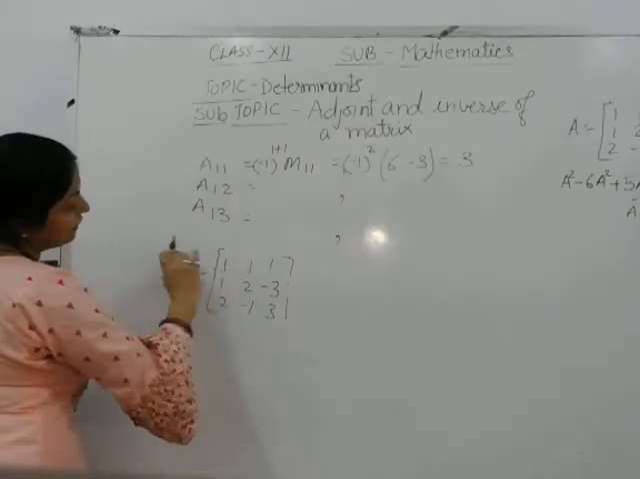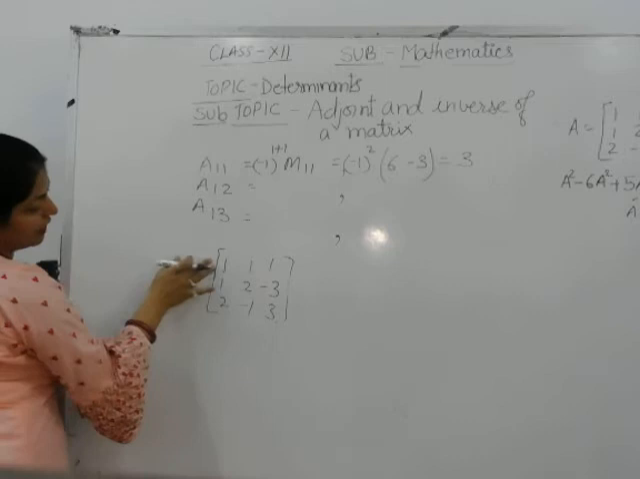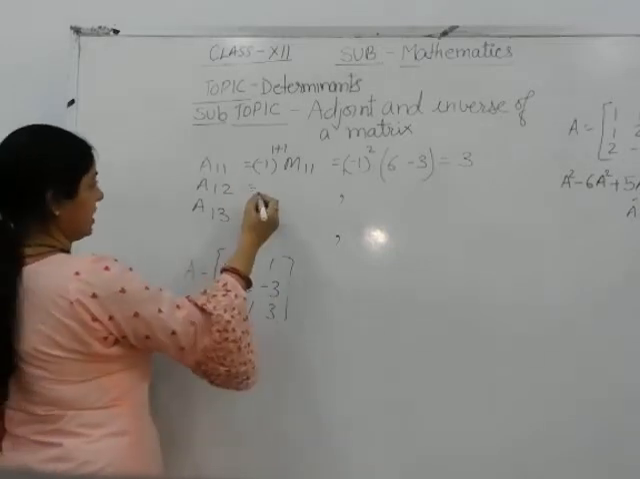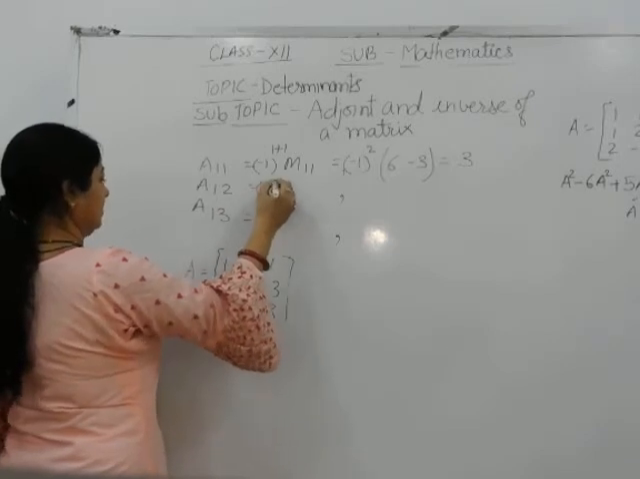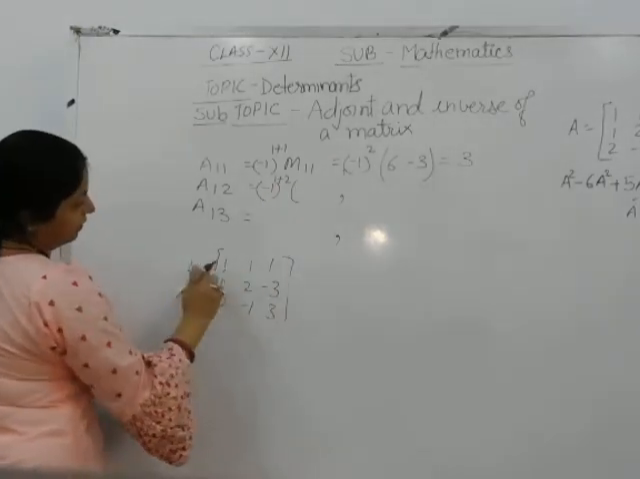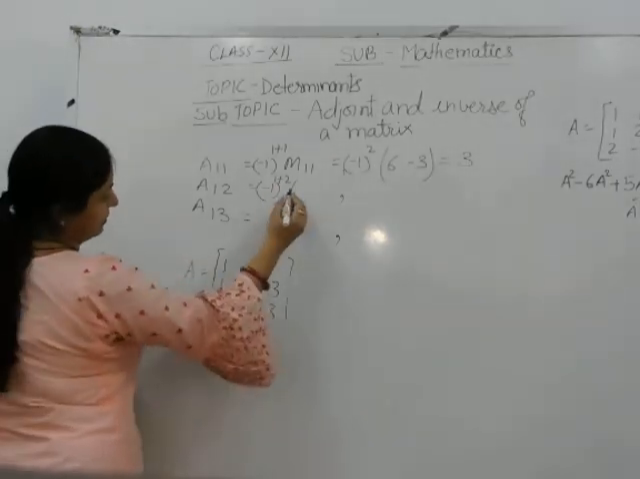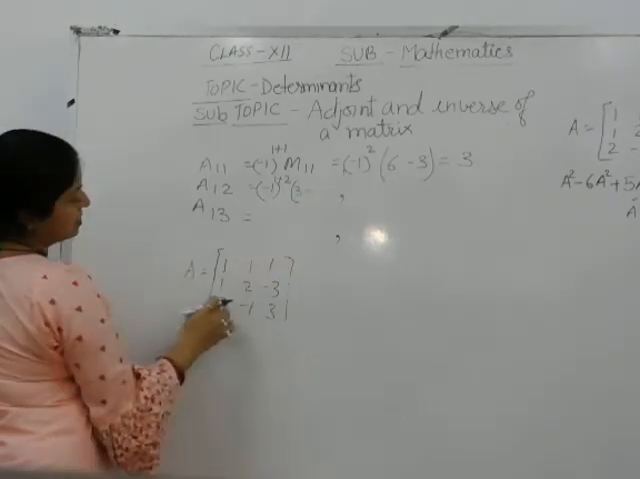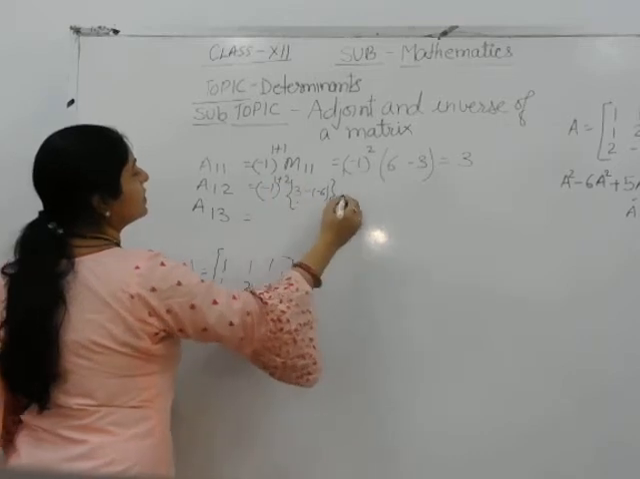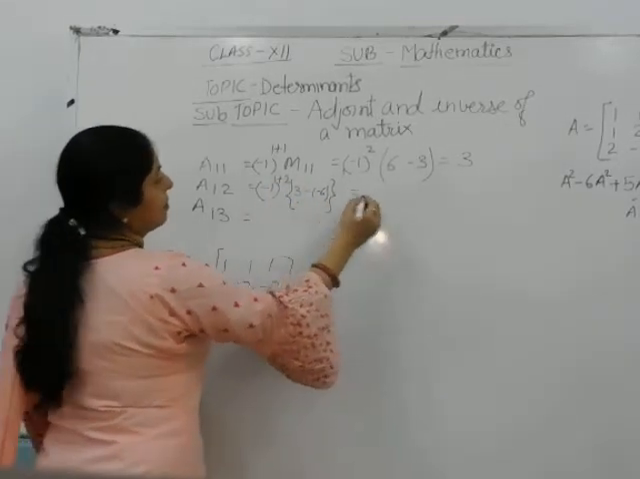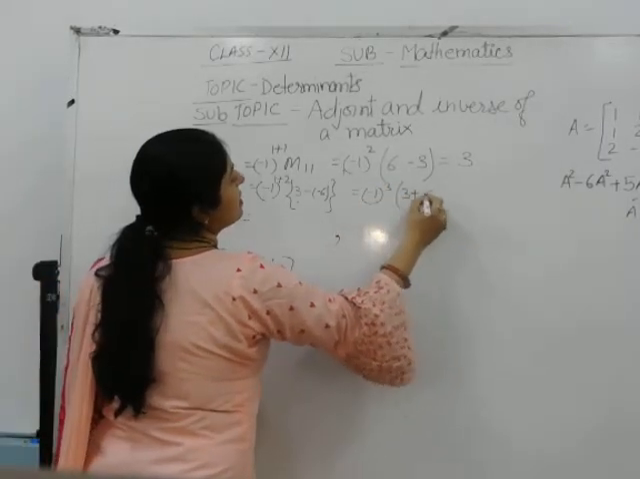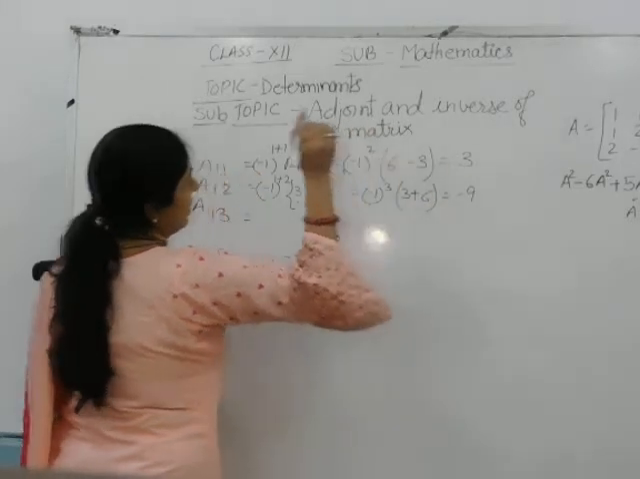M12 means delete the first row and second column. First row and second column means we get only 1, 2, minus 3, 3. So this is minus 1 to the power 1 plus 2, first row, second column. 3 minus of minus 6. This is minus 1 to the power 3 and 3 plus 6, which means minus 9.